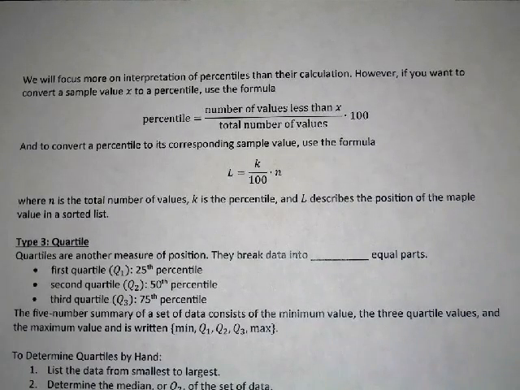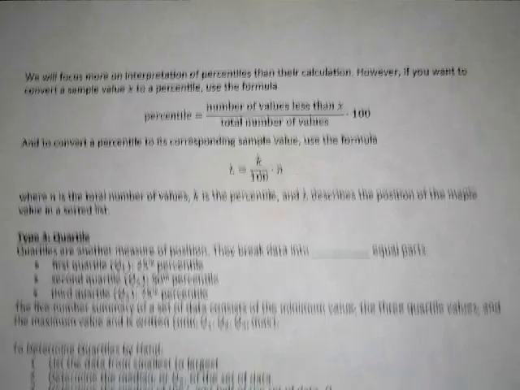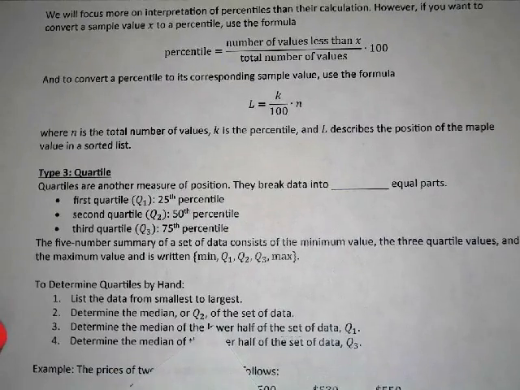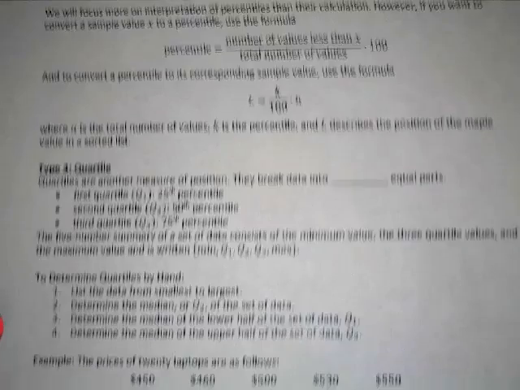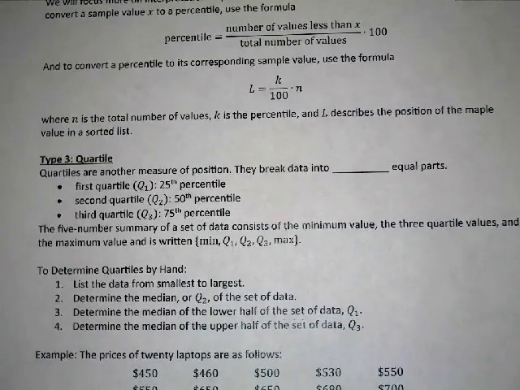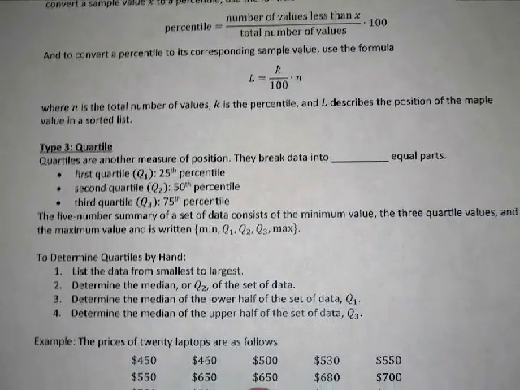Okay, the third type of relative standing measurement, where you could describe how one specific piece of data compares to the entire set, is through quartiles. So quartiles are another measure. They break the data into 4 equal parts.